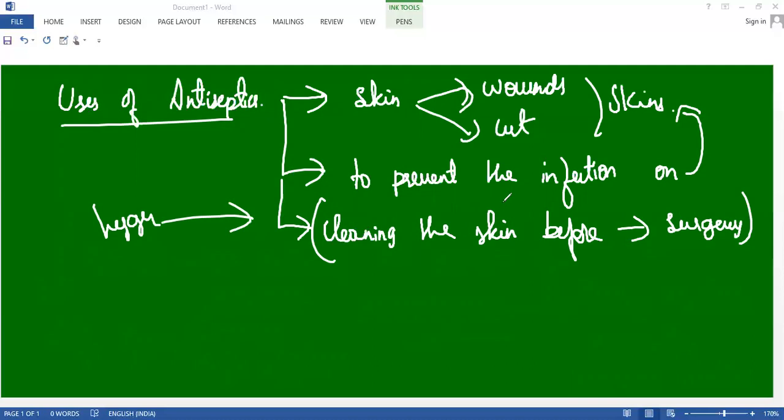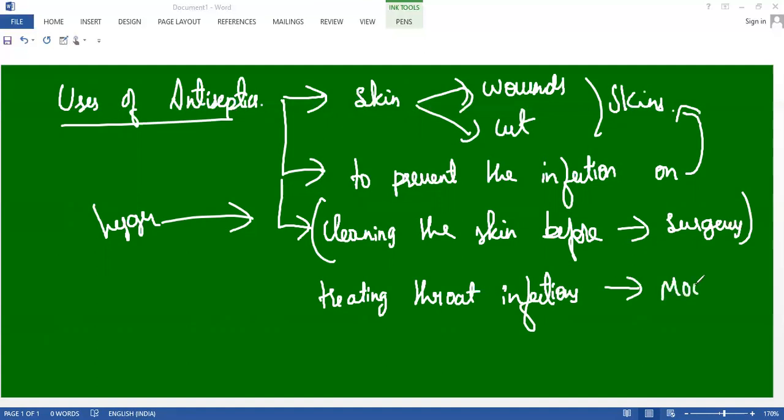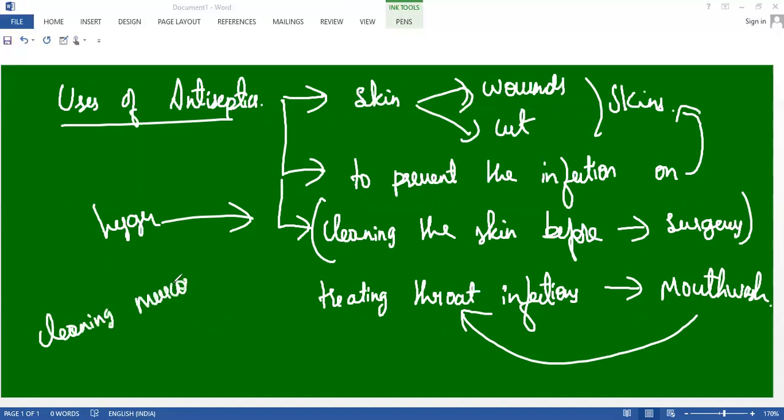Clean the skin before going to the surgery, and also treating throat-related issues, throat infection, by using a mouthwash. The mouthwash may also reduce the infection. And one more use is cleaning the mucous membrane. So these are the uses of antiseptics.